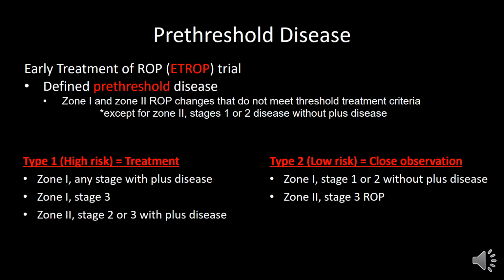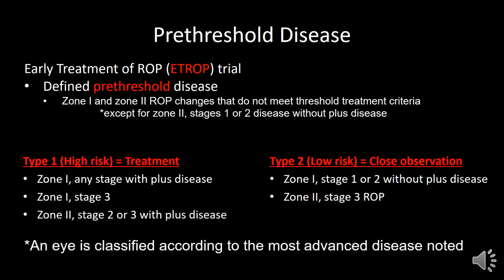Type 1 ROP benefits from treatment as it is more advanced, while Type 2 ROP warrants close observation. The way I remember which trial defined Type 1 and 2 disease is by thinking about the alien from the movie E.T. He was a peaceful alien, and the sign for peace is 2 fingers. Thus, Type 1 and Type 2 ROP were defined by the ET-ROP study.